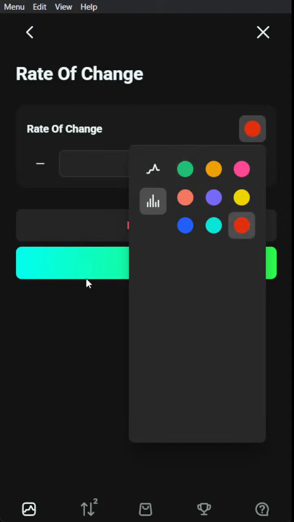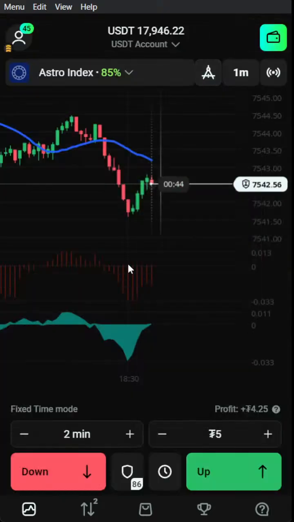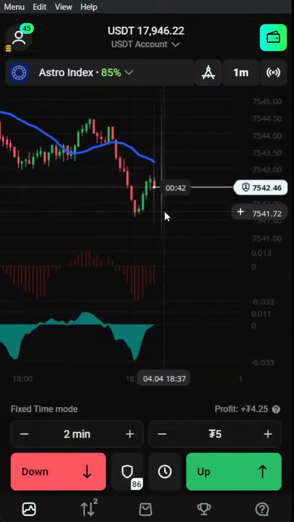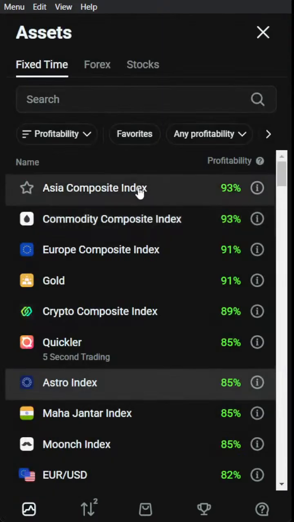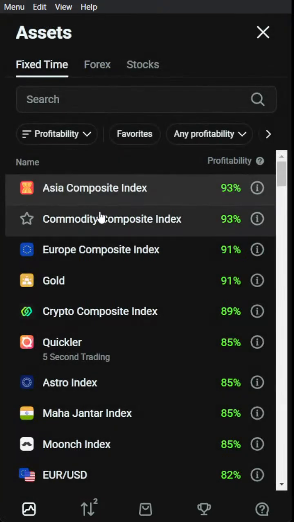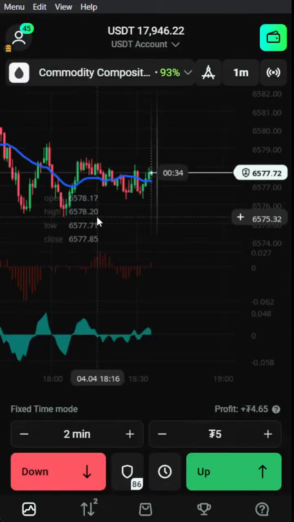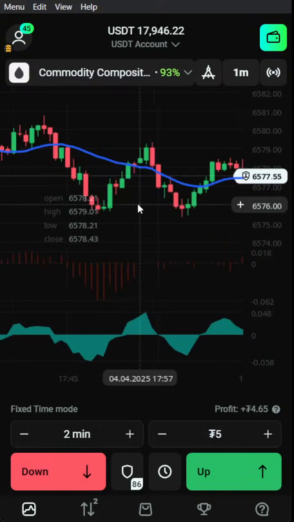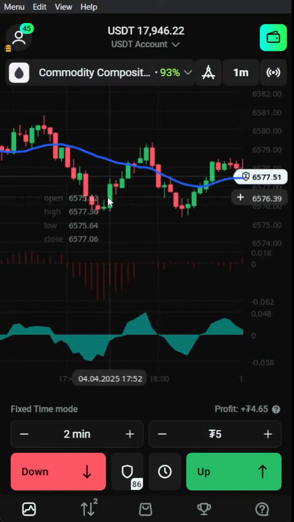So that it becomes easier for us to understand which is ROC 7 and which is ROC 14. Now let's get back to an asset and check the trades, check where we can make a trade. Wherever you see a proper trend, you are only going to make a trade where there is a proper trend.